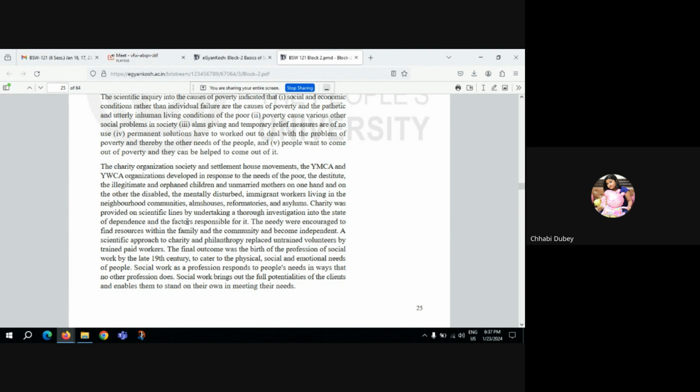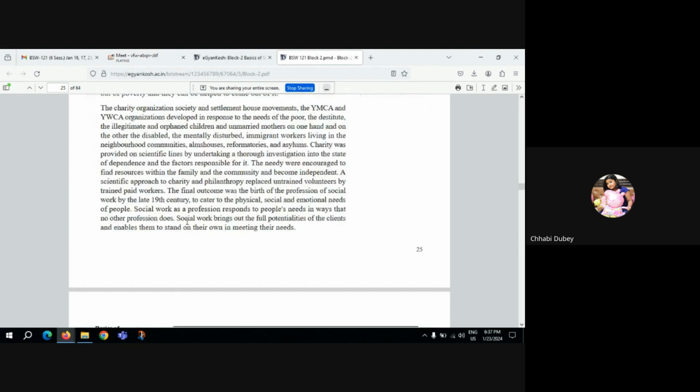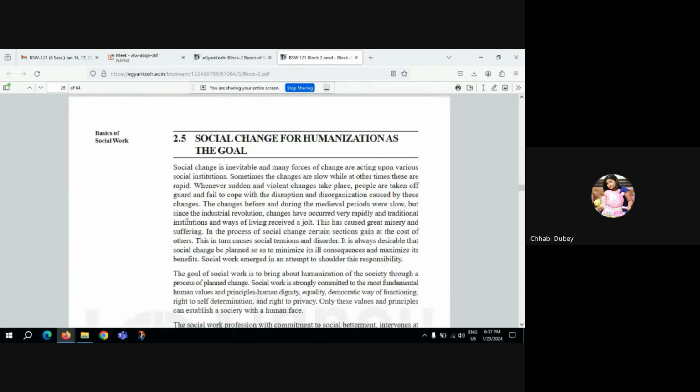And as a profession, social work responds to the needs of the people in ways where no other profession does. It tries to bring out the full potentialities of the clients and enables them to stand on their own in meeting their respective needs.